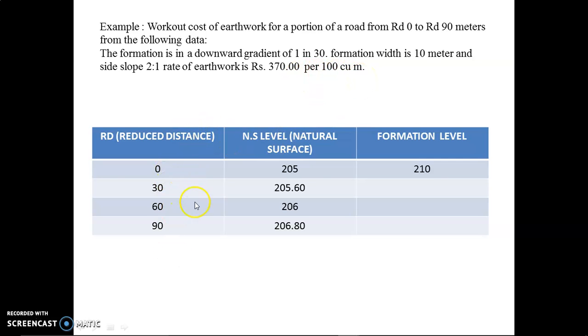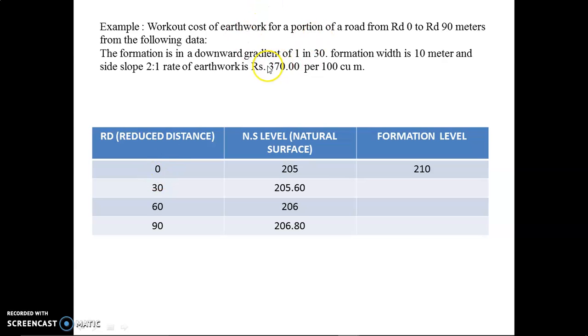We have also been given some values for the natural surface. On this surface we have some embankment or filling. Here the level of the surface is given at every 30 meter distance. At 0 meter we have 205, at 30 meter we have 205.60, at 60 it is 206, at 90 it is 206.80, and we have been given formation level 210 at 0.